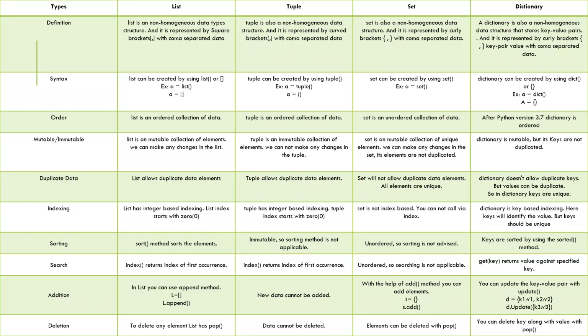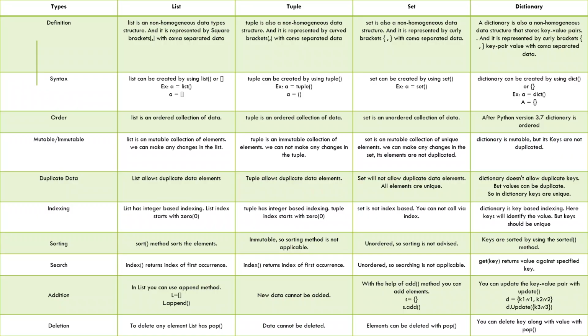While coming to searching, we do index-based searching here, and the odd man out is the set. Why? Because again set is an unordered collection of data elements, so you cannot predict the index of that value. So that's the reason the odd man out is the set. In a dictionary you can do key-based searching. And for list and tuple you can do just index-based searching.